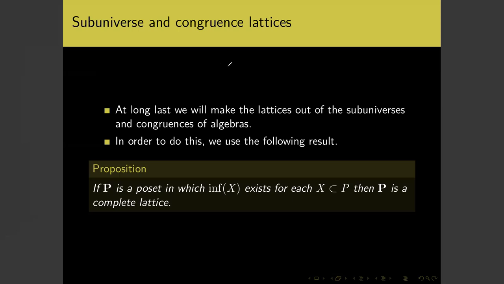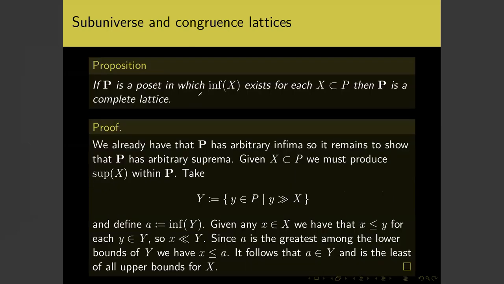Now let's take a look at subuniverse and congruence lattices. And so at long last, I kept saying that I was going to do it eventually, and now here it is, I'm doing it. We will make lattices out of the subuniverses and congruences of algebras. In order to do this, we need to use the following result, which is that if P is a poset where arbitrary infima exist for any subset of our poset, then P is actually a complete lattice. So just having that P is a poset with this condition on infima is enough to have a complete lattice.